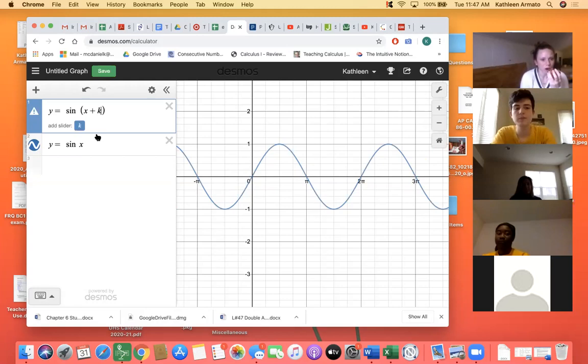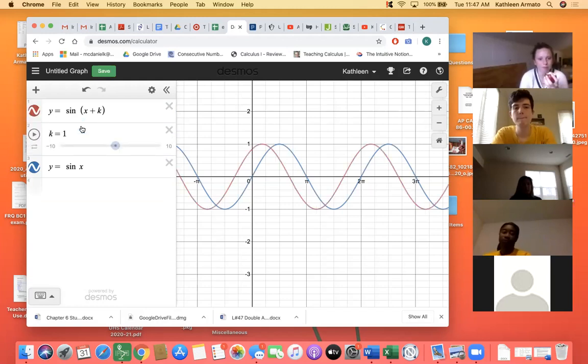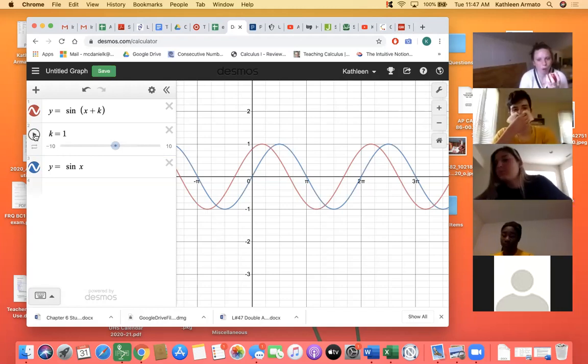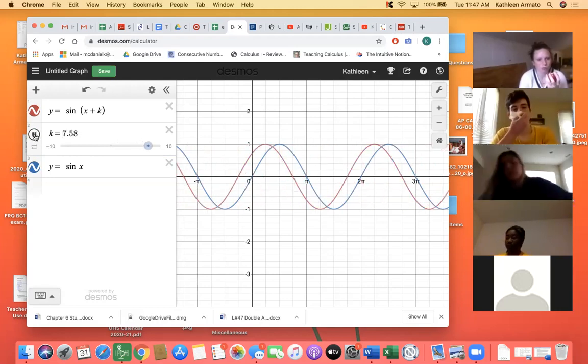Okay. I forgot to show this the other day. There's something called sliders in Desmos. If you type just a letter, this pops up: add slider. If I click on that, it will add a slider. What that means is that K right now is at 1, but it's going to let K range between negative 10 and 10. And if I hit this little button, it lets it move.